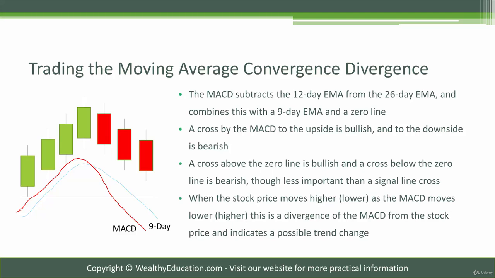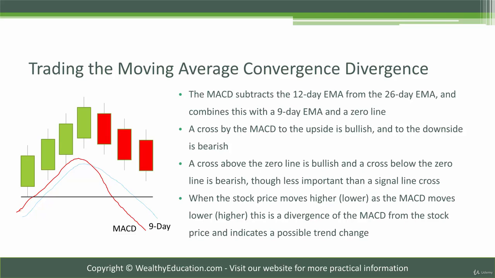And what that means is when the stock price is moving higher as the MACD is moving lower, there's a divergence between the two. And this divergence indicates that a trend change is possible. This is also true in the opposite direction. If the stock is moving lower, but the MACD is moving higher, this indicates that a possible change to either a flat or a bullish trend is possible.